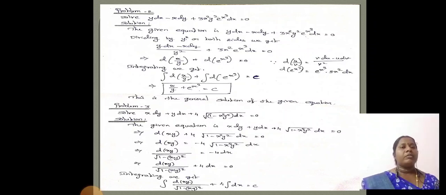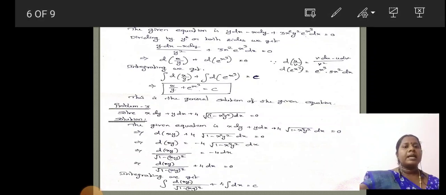In this problem, first we divide by y square on both sides and then by using the formula for differentiation of u by v on the first term, and the second term is replaced by d of e power x cube equal to 0. Then integrate on both sides. We get the solution x by y plus e power x cube equal to c. This is the general solution of the given differential equation.